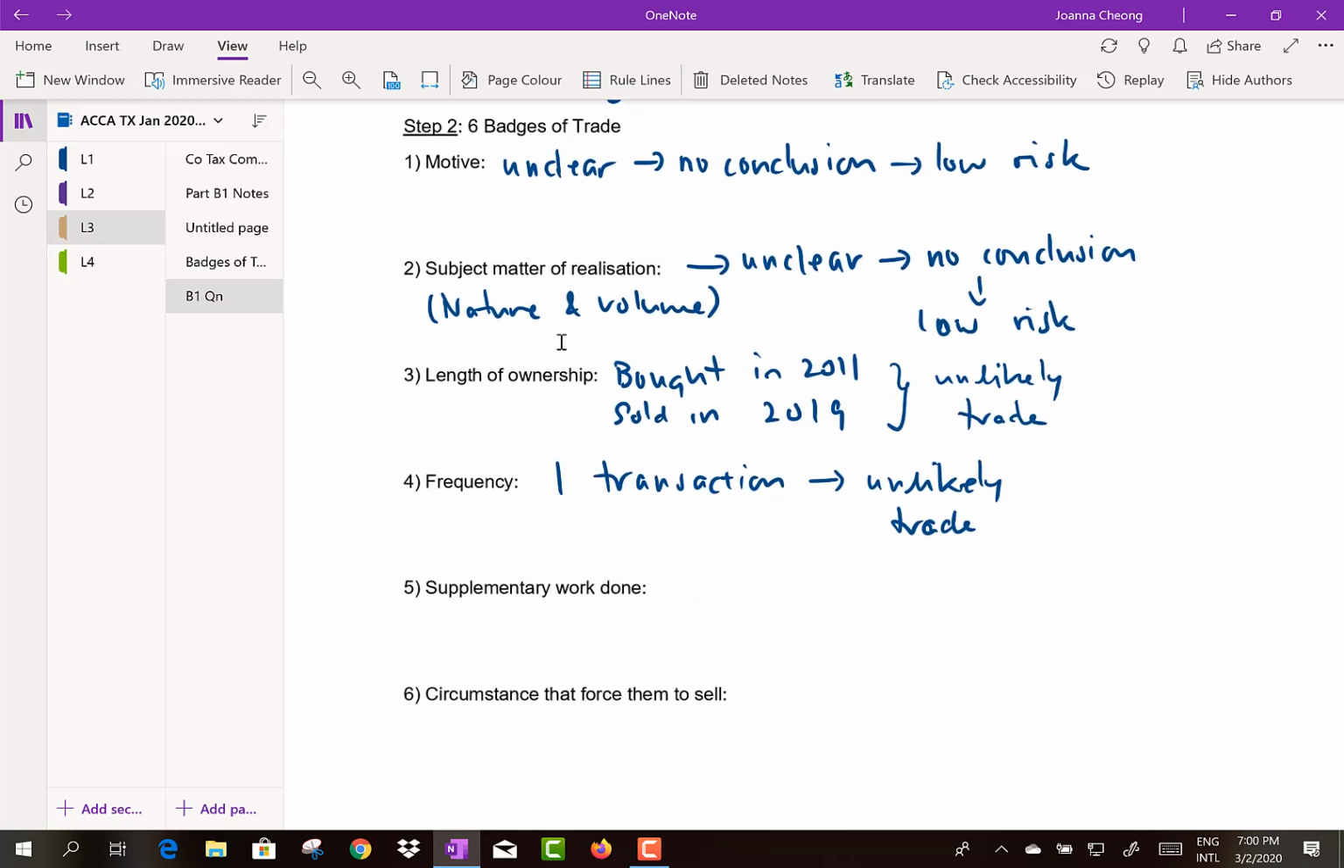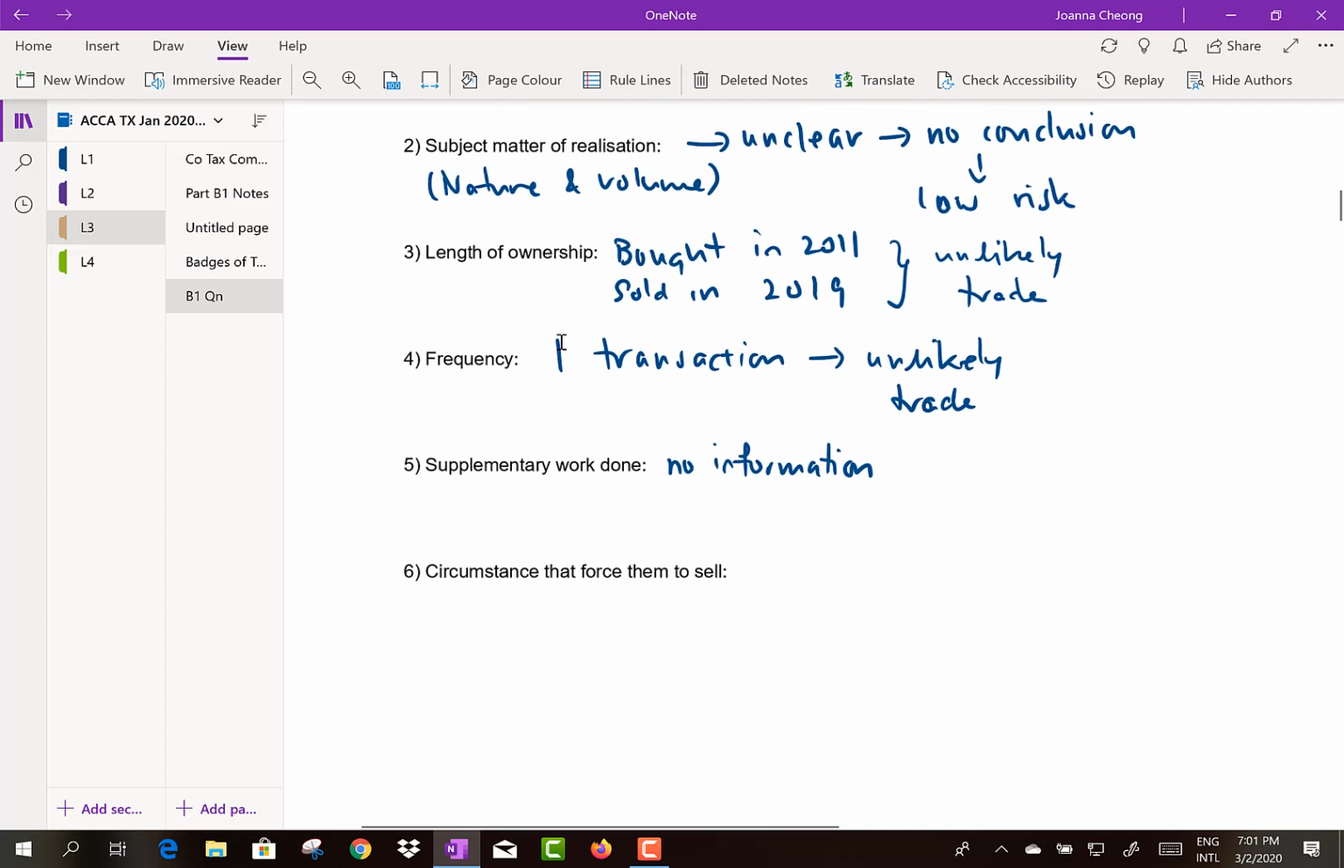What about the supplementary work done? That means did you actually engage special skill people to help you to sell the share? For example, remisiers or share dealers, those people who are very good at selling shares. Now, there is no information. You can write this down. If you know, you write. If you do not know what to write, you just say unclear.